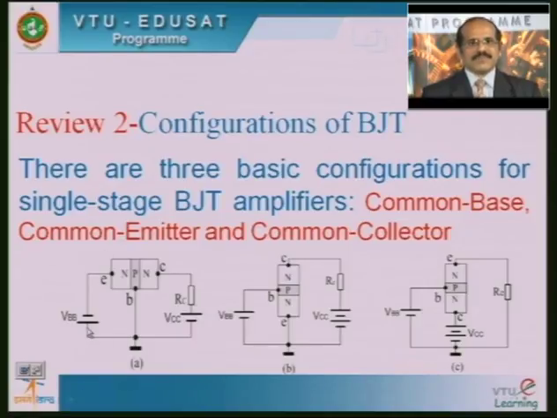Here you can see that this particular configuration is the common base configuration of the bipolar junction transistor. Here the emitter is the input and collector is the output. Whereas this second figure shows the common emitter configuration of BJT, where emitter is common with reference to the base, that is the input, and with reference to the collector, that is the output. We have one more configuration of the BJT, the common collector configuration, wherein the collector is common with reference to the base, that is the input, and with reference to the emitter, which acts as the output.